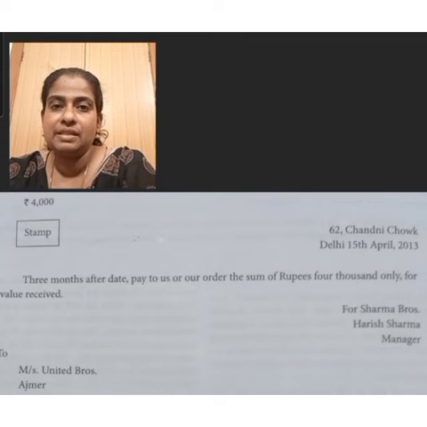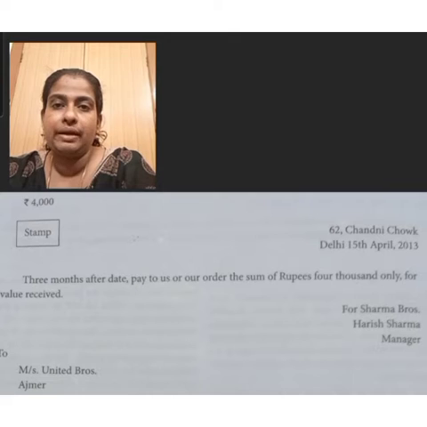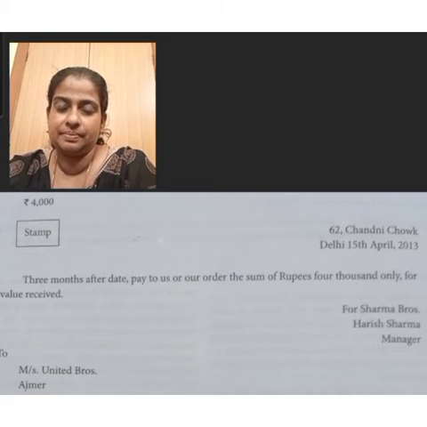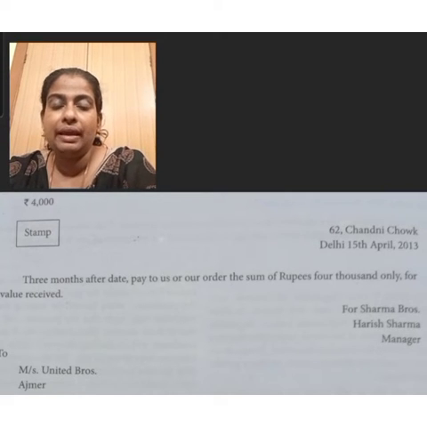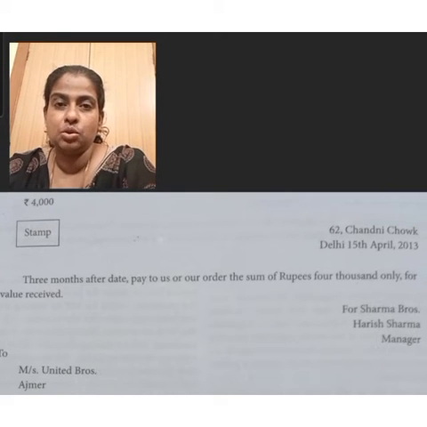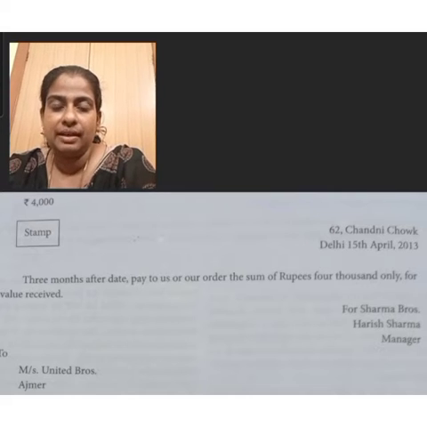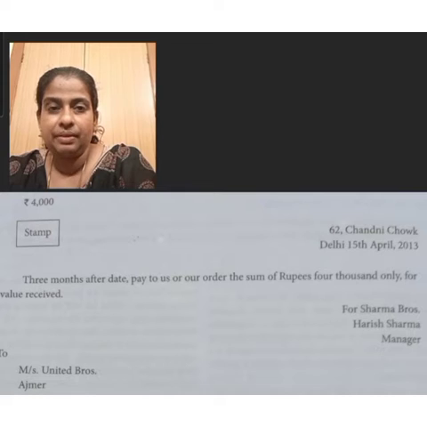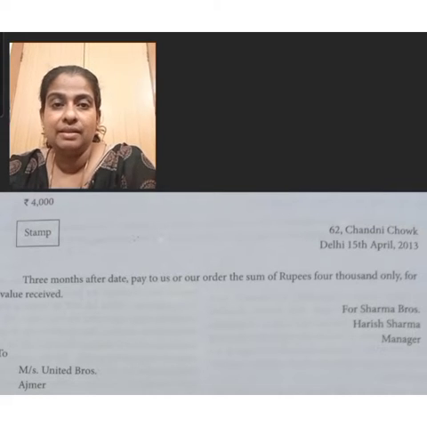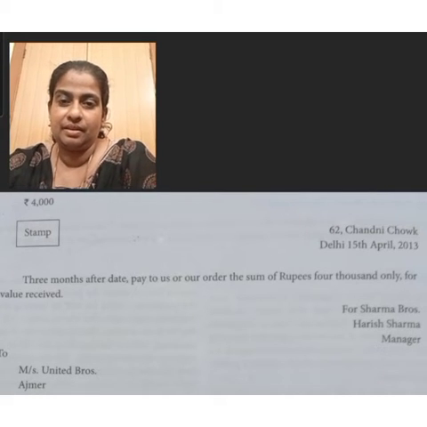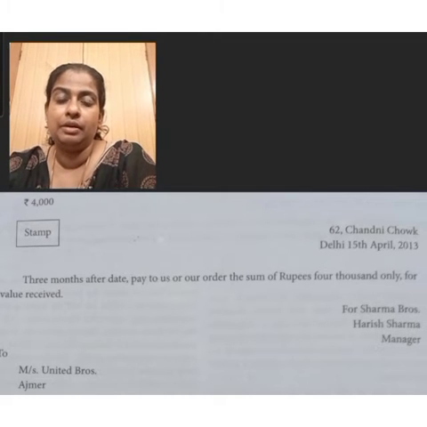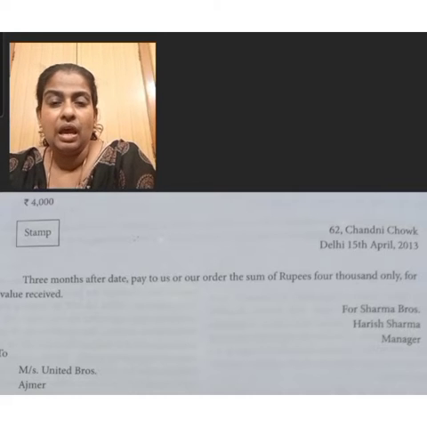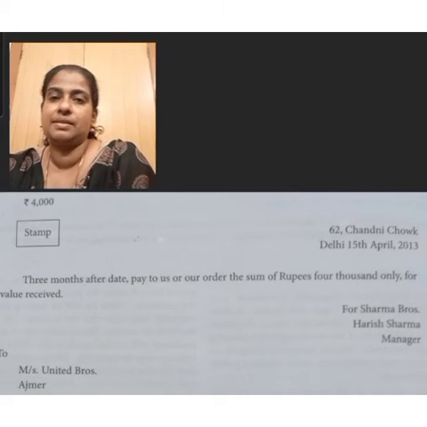The payment of these bills is made after the expiry of the specified period plus 3 days of grace. For example, if the bill is drawn on 1st April 2012, payable after 3 months, its payment will be made on April 1st plus 3 months plus 3 days of grace. So the due date will be 4th July 2012. Another important element is days of grace.